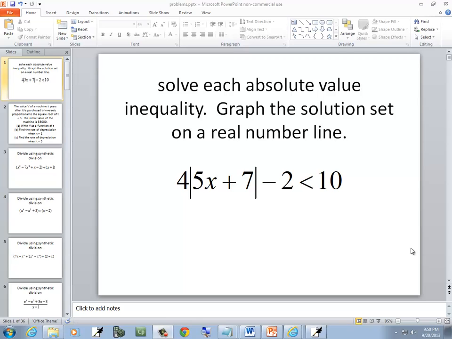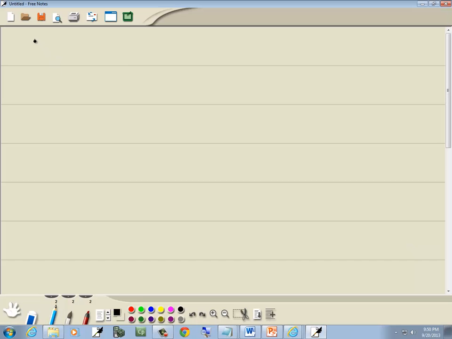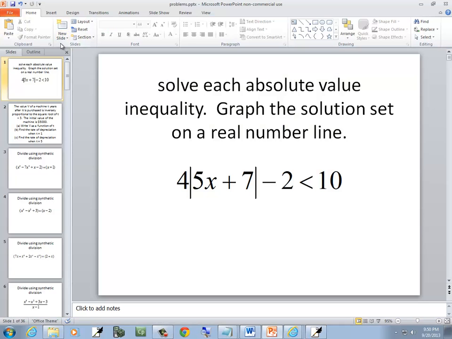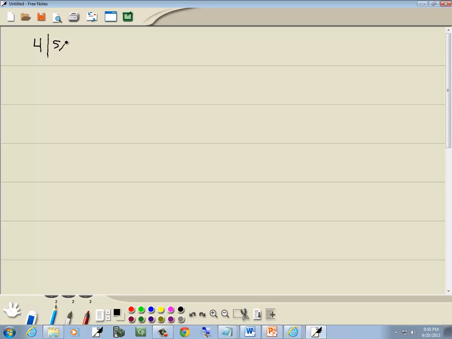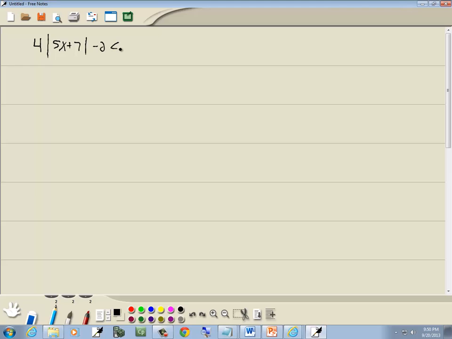In this problem, we want to solve this absolute value inequality and then graph the solution set on a real number line. So we've got 4 times the absolute value of 5x plus 7, minus 2, is less than 10. Now we have to have the absolute value by itself on the left side, and it's not. So the first thing we'll do is take this constant term and move it to the right side.